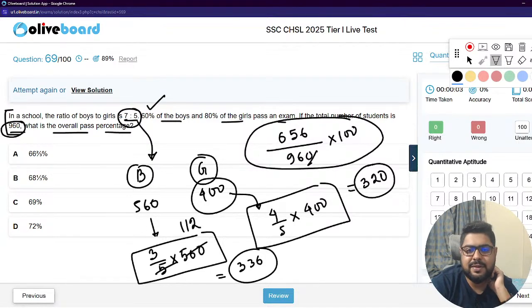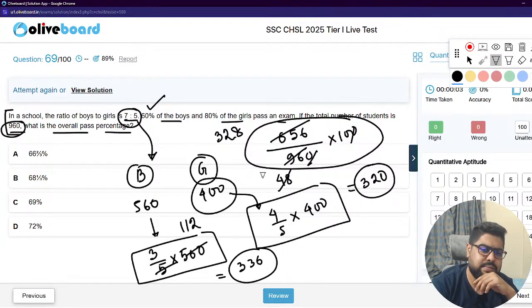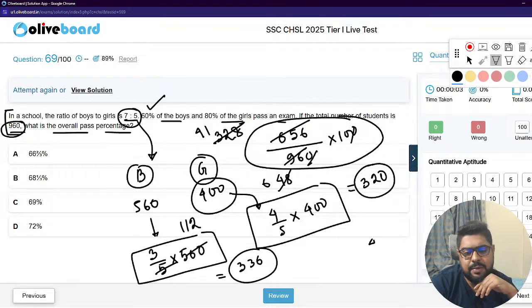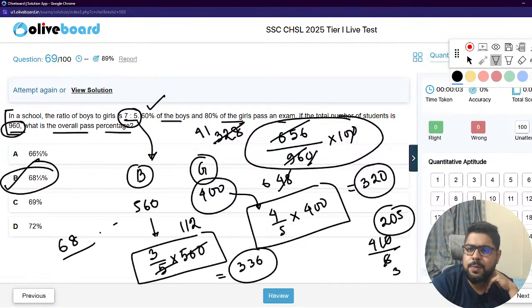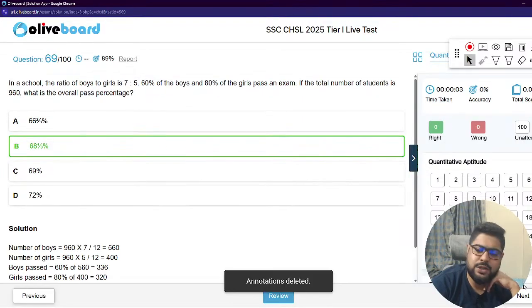We have to do the calculation, sir. Dividing by 2 gives 48. 32 2s are 64. Dividing by 8, it will go, 41. Sir, 410 by 6. We can cancel from here, 3, this is 205. 205 by 3. So 3 6s are 18, it comes to 68 point something. That one, option B has to be your answer.